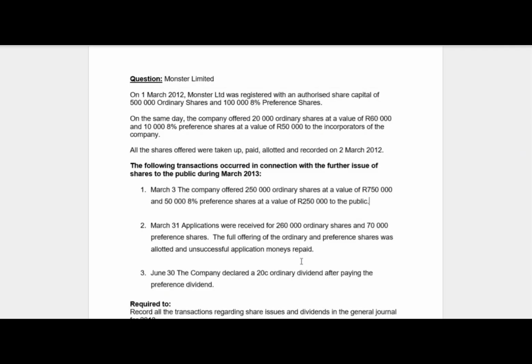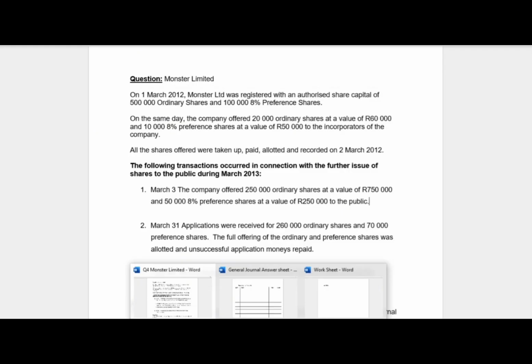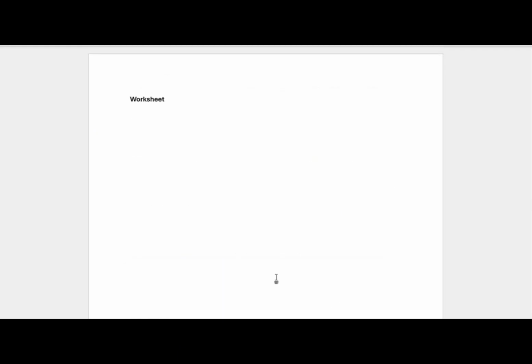All right. But before we start, I want us to go and calculate the price per share for all the shares. We've got preference shares, we've got ordinary shares. So I want us to go to our worksheet right there. I want us to calculate price per share. I'm going to say calculations: price per share.